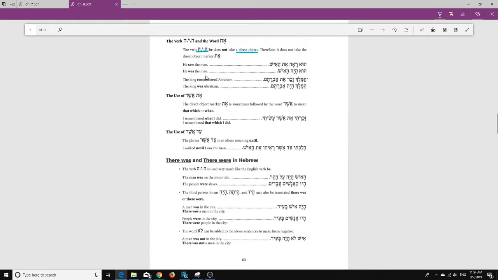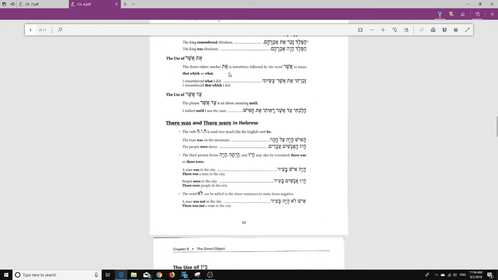I guess we'll do these examples as well. Hamelech zakar et Abraham. The king remembered Abraham. So there's that direct object marker. So we know it's Abraham that the king is remembering. Hamelech haya Abraham. The king was Abraham. No direct object marker. Okay?